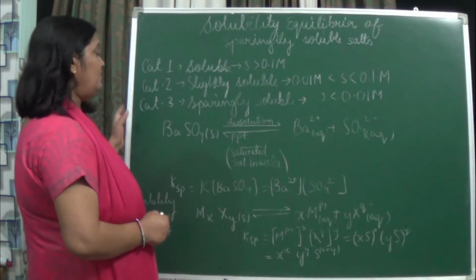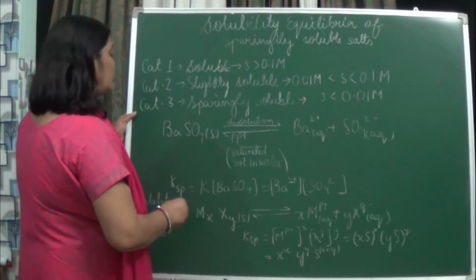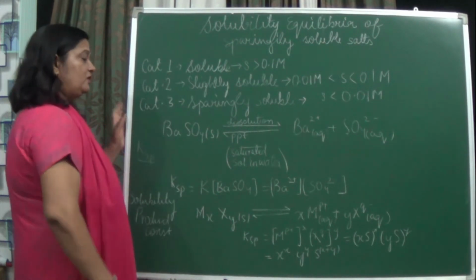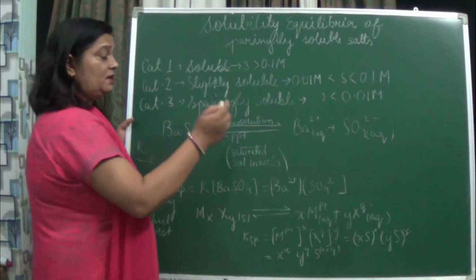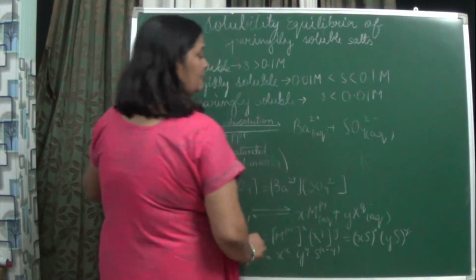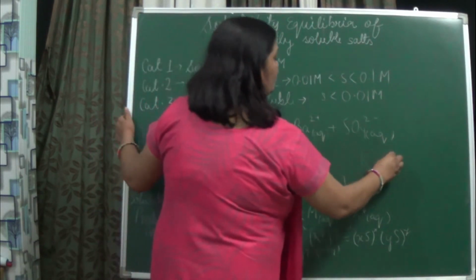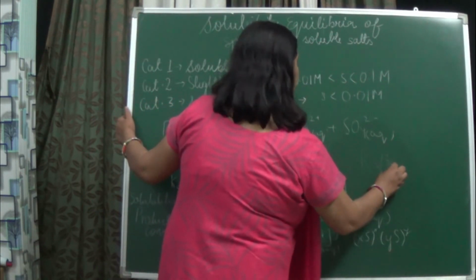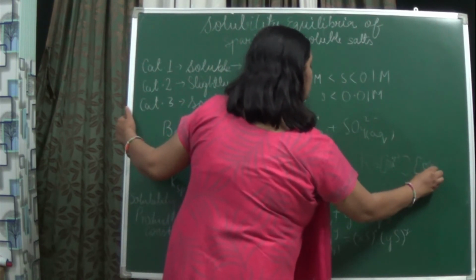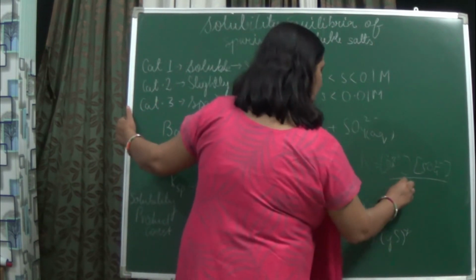So here we are going to take out the solubility product constant. Its solubility product constant is written as Ksp. For this, first, if we want to see its chemical equilibrium, K is equal to the product of Ba2+ and SO4 2-, isn't it, upon BaSO4.